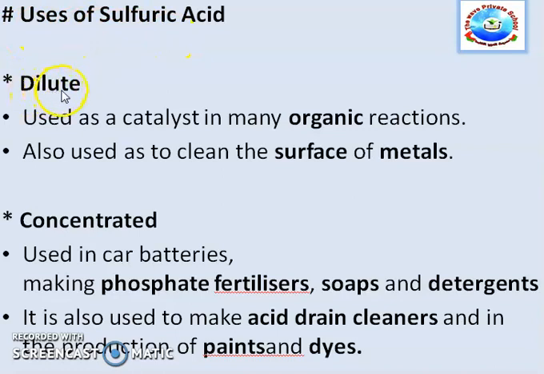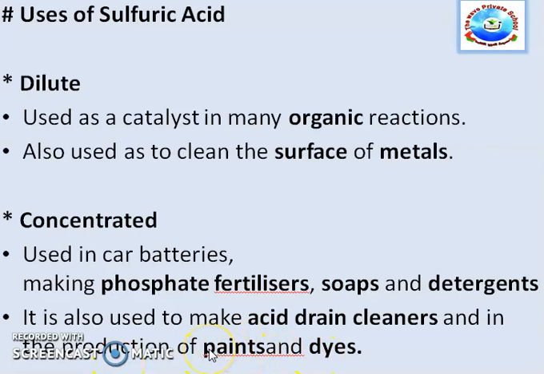So, the dilute sulfuric acid is used as a catalyst in many organic reactions. It is also used to clean the surface of metals. The concentrated sulfuric acid is used in car batteries, making phosphate fertilizers, soaps and detergents. Now see student, in the detergents and soap which we use, there is the presence of concentrated sulfuric acid. Got it? It is also used to make acid rain cleanser and in the production of paints and dyes.